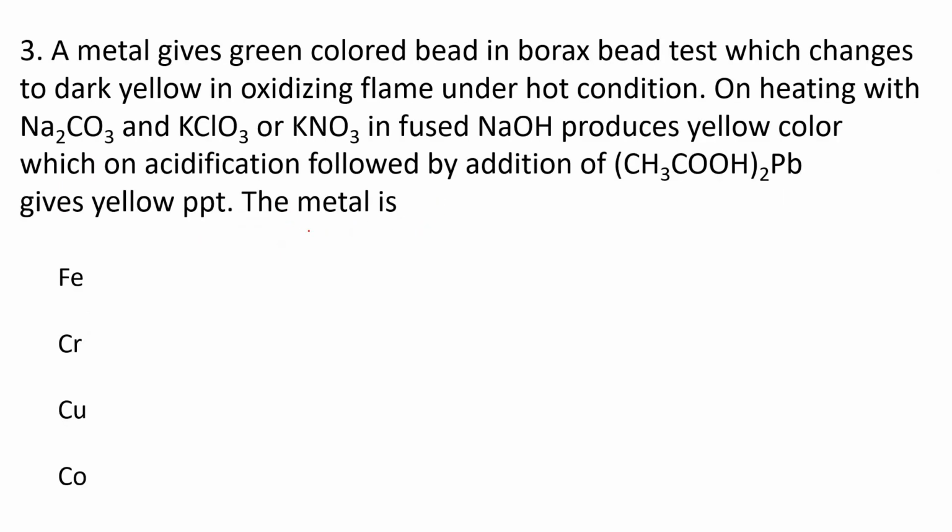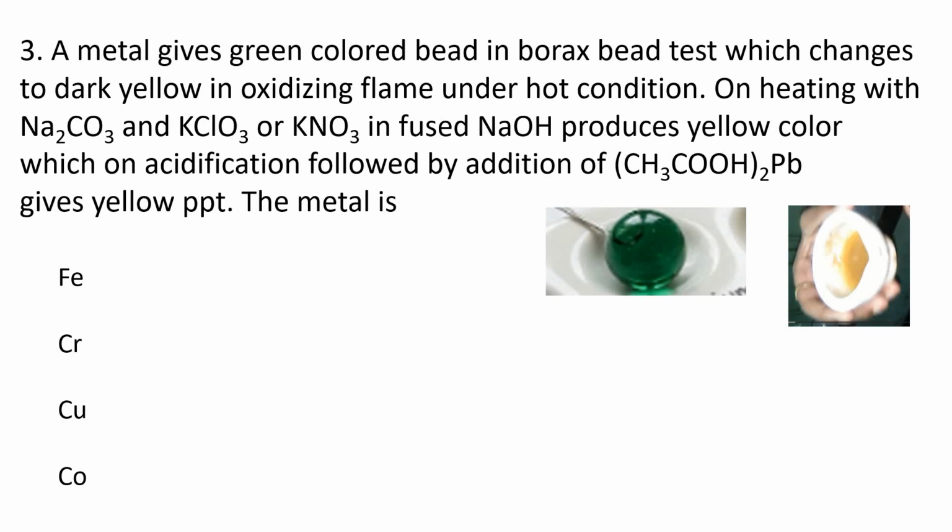Now coming to the third question. A metal gives a green colored bead in borax bead test which changes to dark yellow in oxidizing flame under hot condition. On heating with sodium carbonate and potassium chlorate or potassium nitrate, fused with sodium hydroxide, it produces a yellow color, which on acidification followed by addition of lead acetate gives a yellow precipitate.